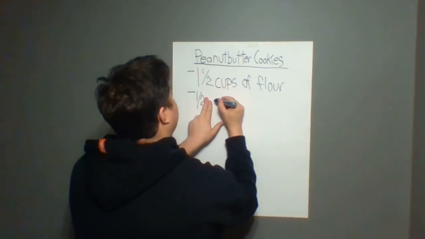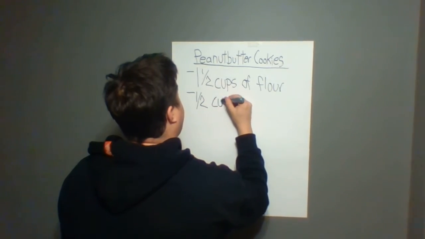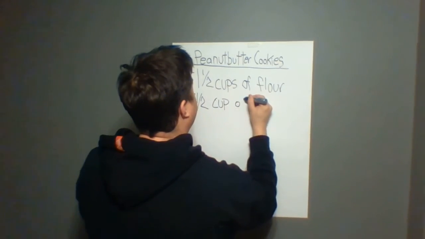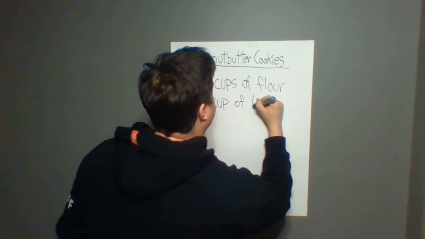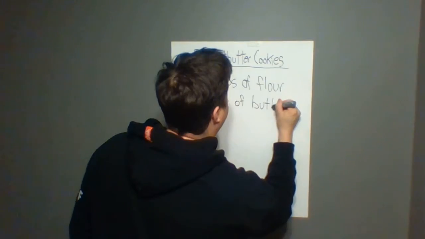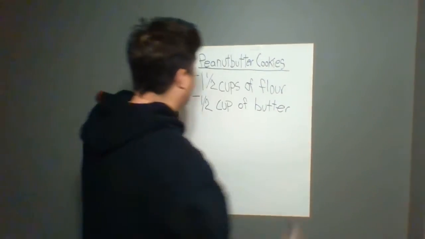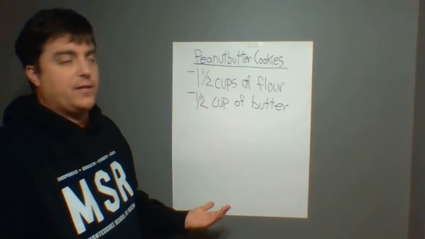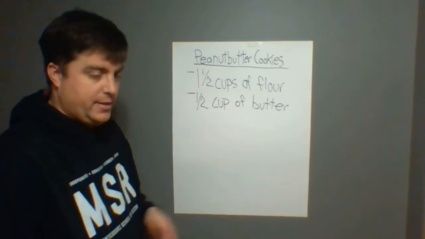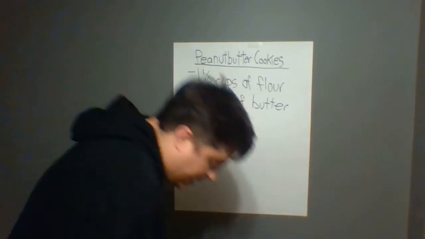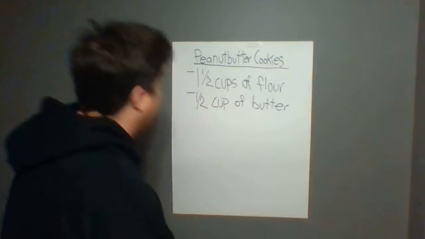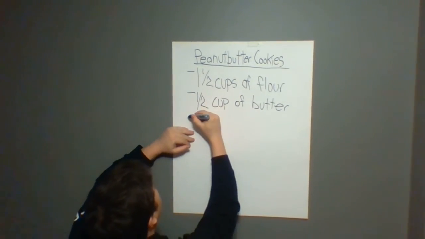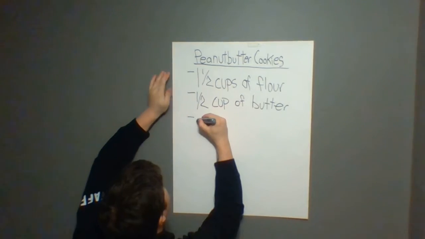Two finger space, of, two finger space, butter. Now, you will notice that we didn't put an S after cup this time because it's singular. It's just 1/2 cup, not cups. Okay, our next ingredient is 1 cup of peanut butter, sorry. So we'll do another line and go down about a space.